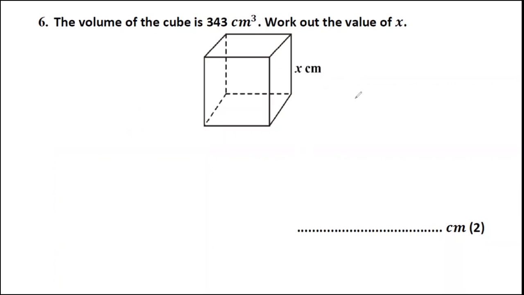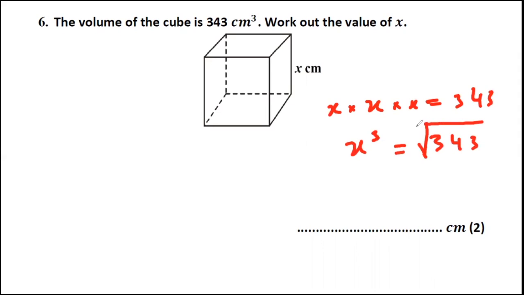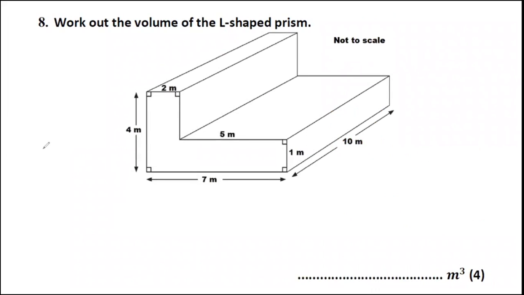Right, as we know that the volume is equal to length times width times height, and in case of a cube, length, width, and height are always the same, so that's why volume of this cube will be x times x times x, and that will equal 343. So basically x cubed will be equal to 343. Keep rooting both sides will give me x equals 7, as 7 times 7 is 49 and 49 times 7 is 343.